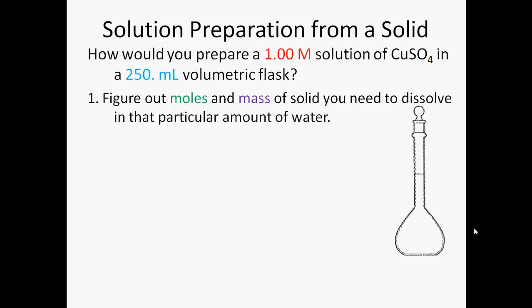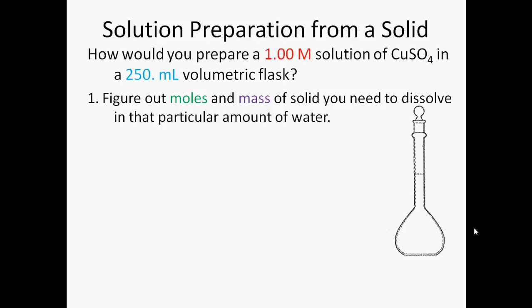All right. Now the first major step that we have to do, the main calculation we have, is to figure out how much solid we're going to need in order to get that concentration of solution. And we'll have to do two separate kinds of calculations in there. First, we'll need to figure out the number of moles of solute, and then from there we'll need to figure out the mass of the solute.